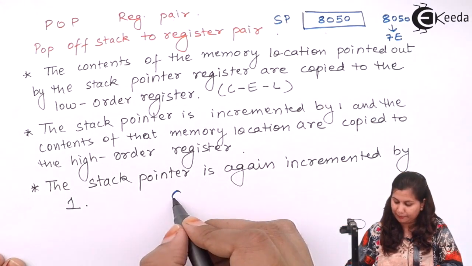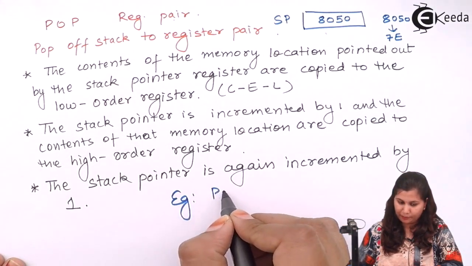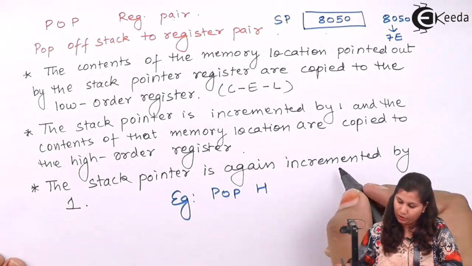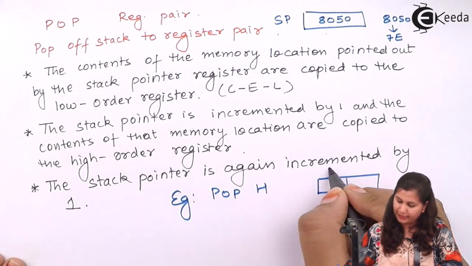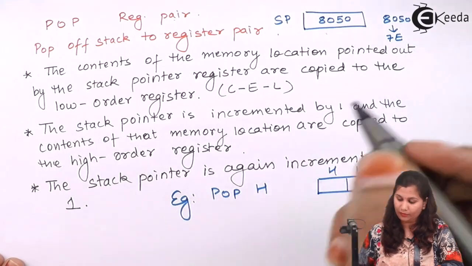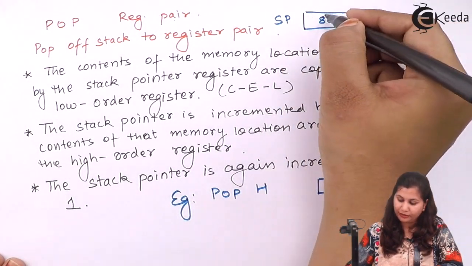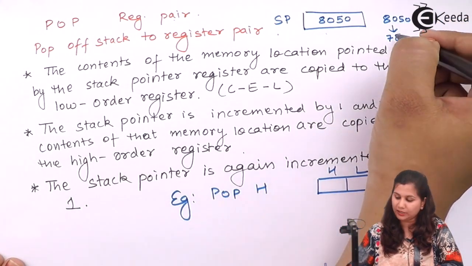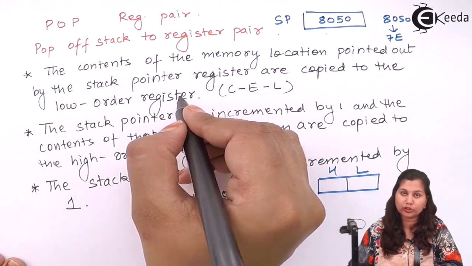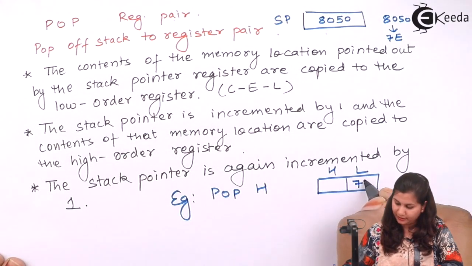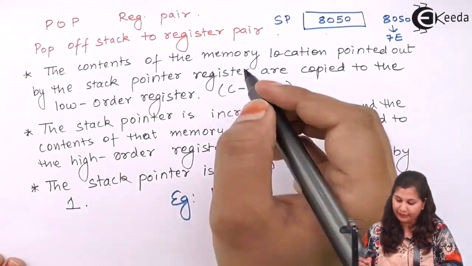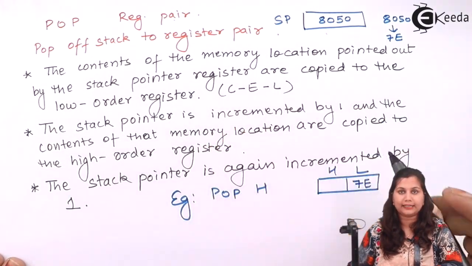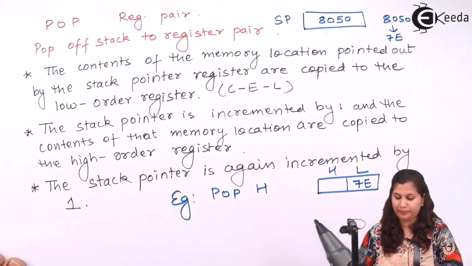Suppose we take an example that we have POP H. So we have the register pair HL. This stack pointer has the address 8050 and it is storing 7E. So 7E will be copied to the lower order register L. If we have B here and D here, then in C and E this content will be copied.